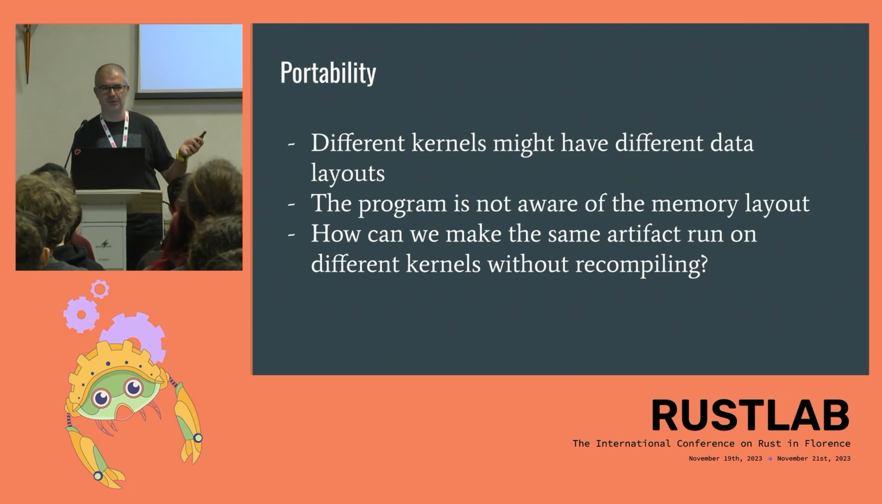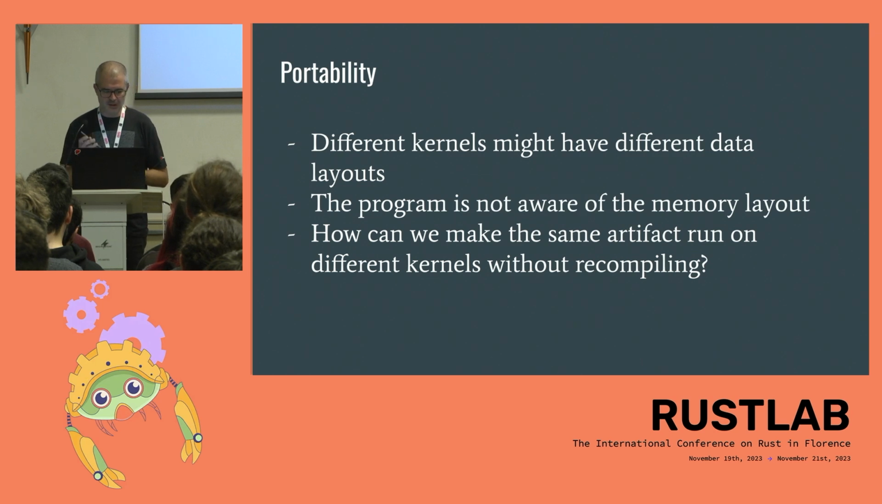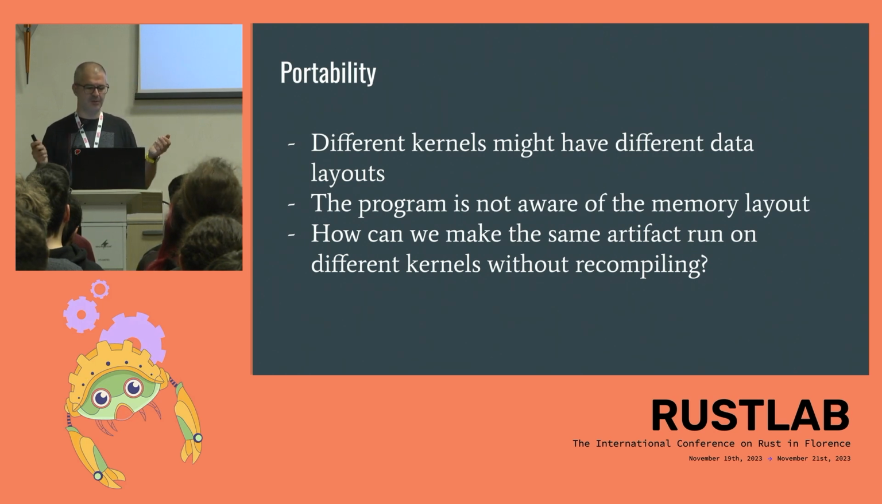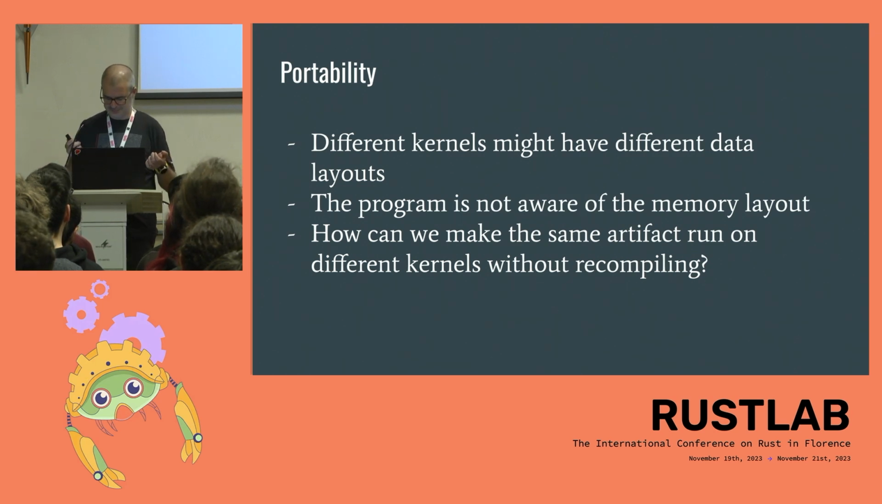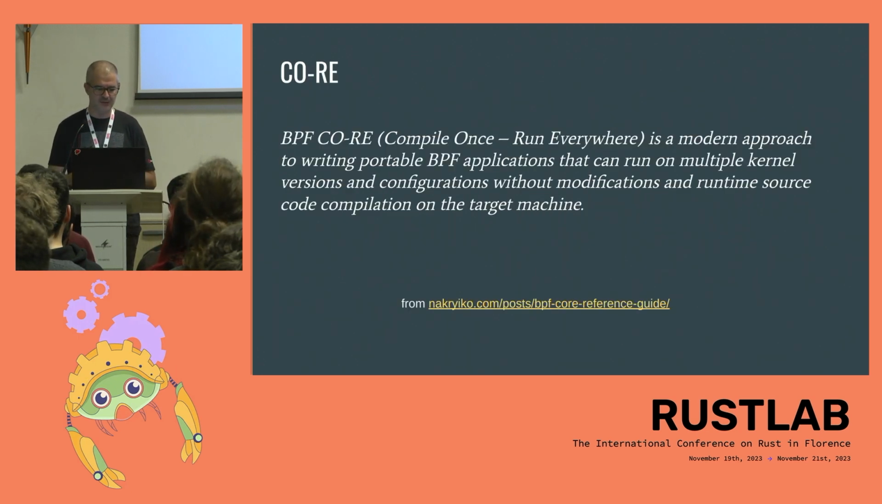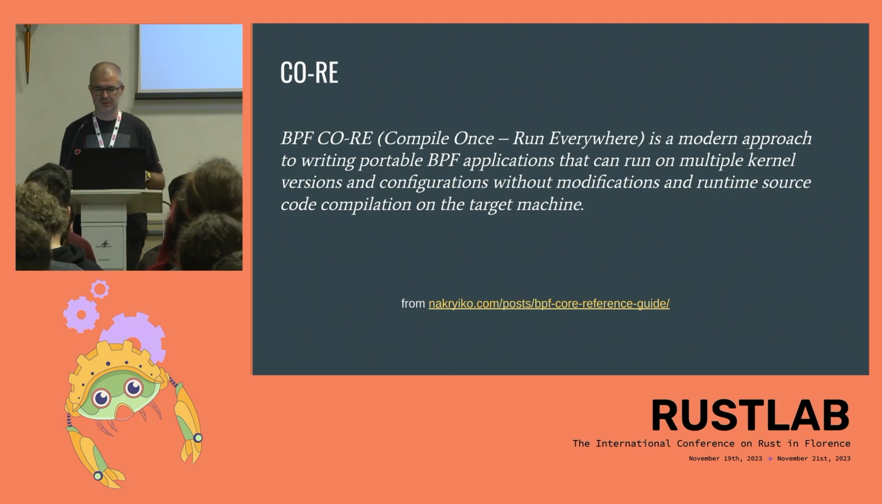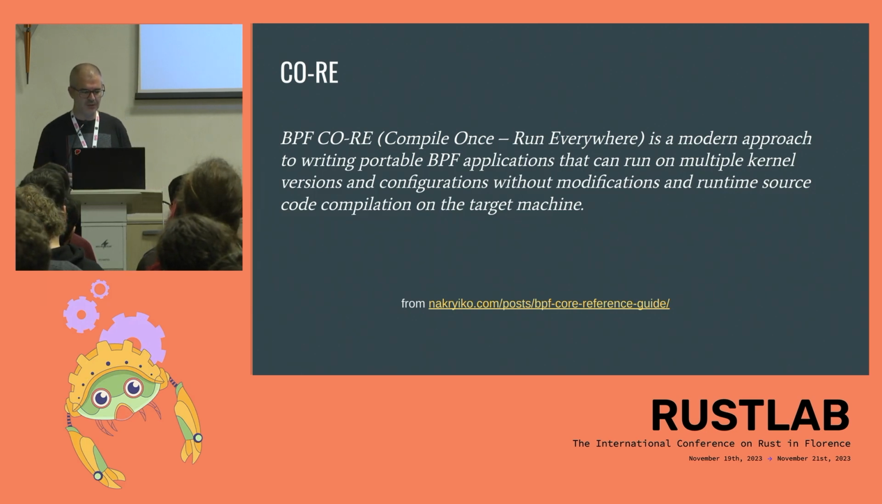You move fields, you put fields into nested structures, you add fields in the middle that change the memory layout. And the program is not aware of the memory layout. So the kernel developers did something which is called CO-RE, compile once, run everywhere, which is a smart solution to this problem. Before CO-RE, the solution was to ship the source file and the build toolchain on every host and rebuild it inside of the host. So in this case, we have the ELF file, we can move it around and have it run.